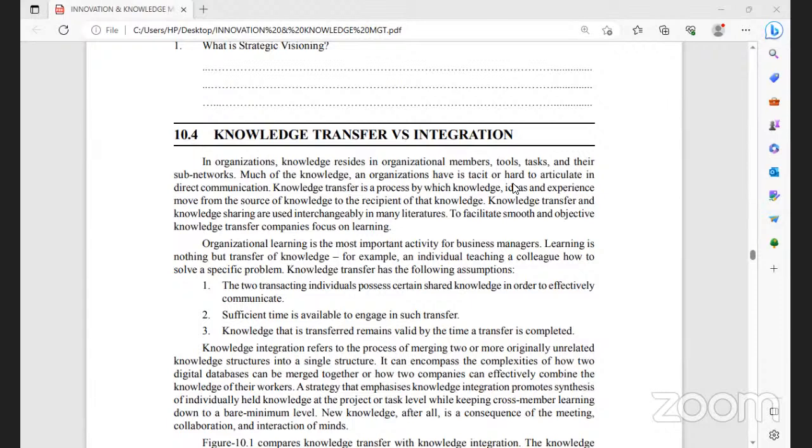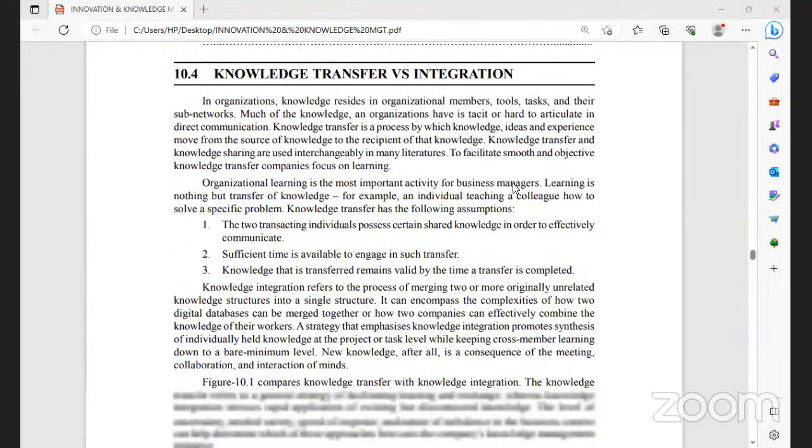Knowledge transfer is the process by which knowledge, ideas, and experience move from the source of knowledge to the recipient of that knowledge. Knowledge transfer and knowledge sharing are used interchangeably in many literatures. To facilitate smooth and objective knowledge transfer, companies focus on learning, means continuous learning mechanisms. Learning and training. Learn, train. Those are the fundamental things relating to knowledge transfer.